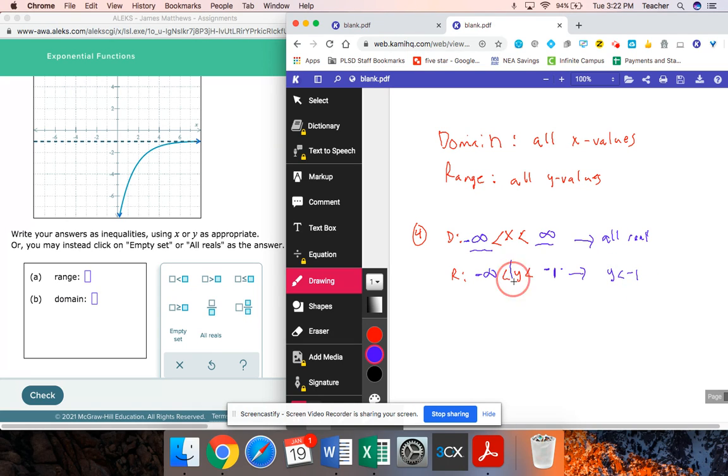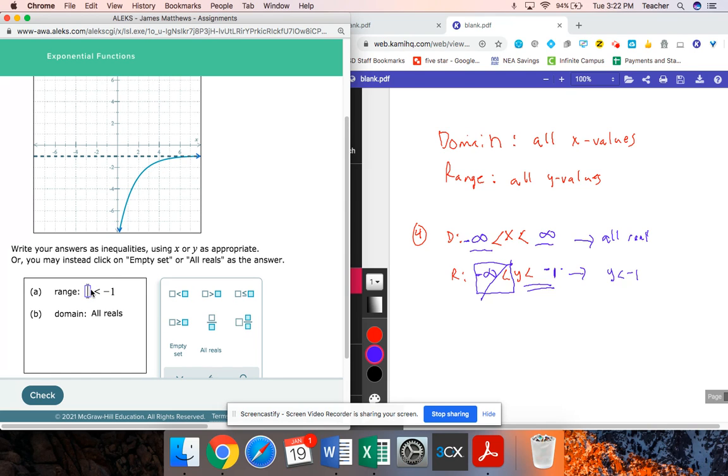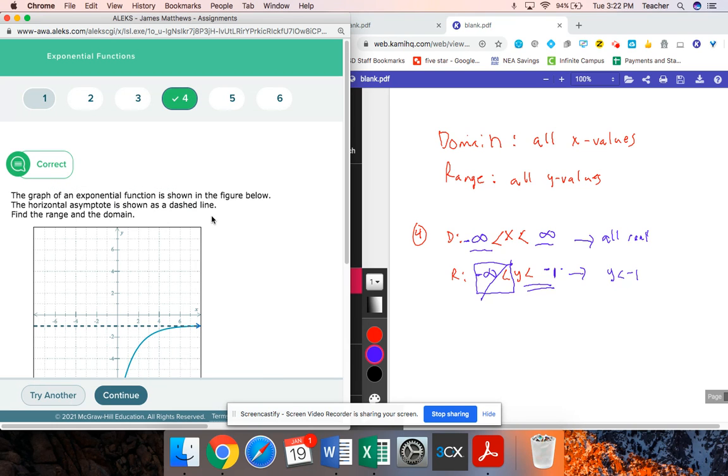It's almost like I can take this part and ignore it, and this is what I get because of the infinity part. So all of my y's are less than -1. So over here for the domain, it says all reals. And then for the range, we would type in this thing right here. So we have this setup right here. That's a -1. This is a y. Check that, we should be good.